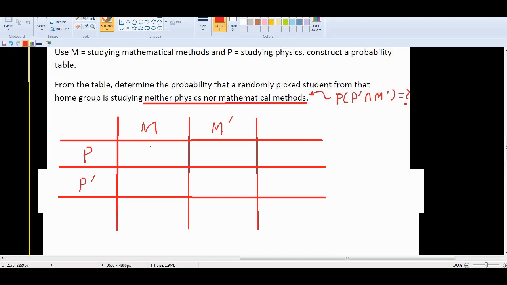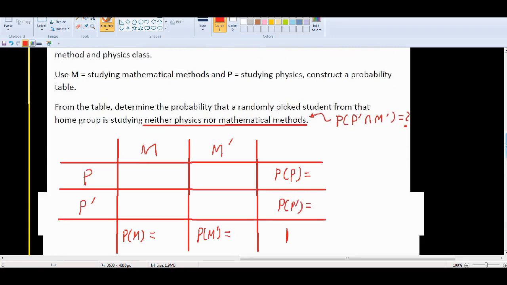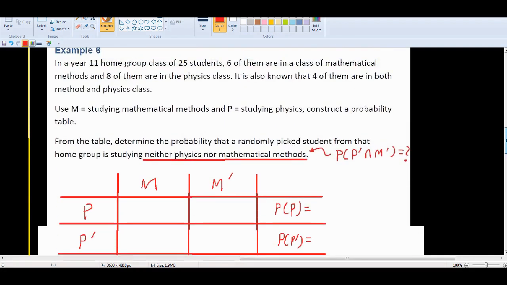Okay, so the probability over here is what we call P(M). That's the probability of a student studying math. That's the probability of not studying math. And when you add up these 2 probabilities, they equal 1. And here, this is the probability of studying physics, not studying physics. Alright, let's see what we're going to find.